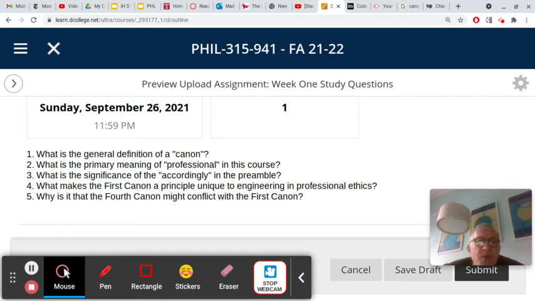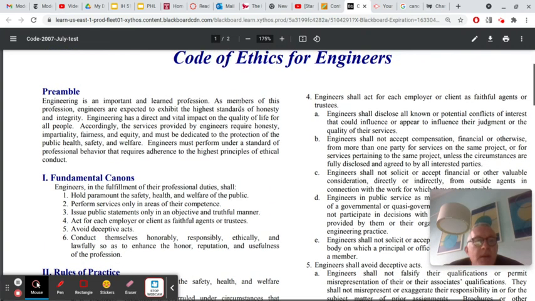Okay. So number 3, what is the significance of the word accordingly in the preamble? Of course I meant this opening part of the code.